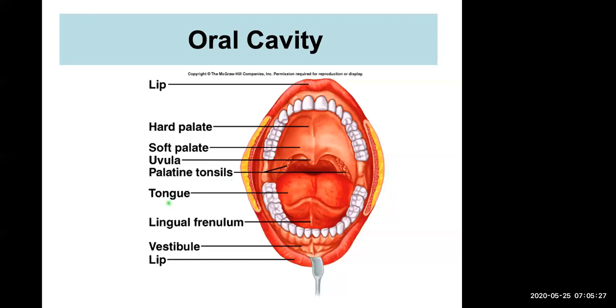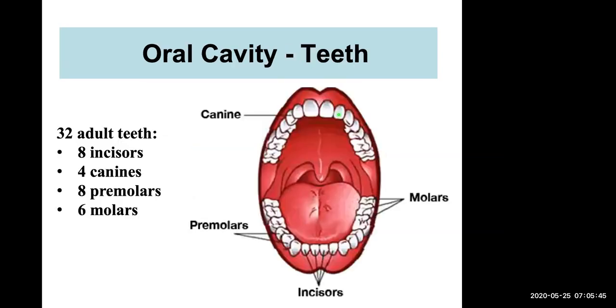We've got the tongue, which contains our taste buds, and a lingual frenulum, which is a thin fold that helps to anchor and stabilize the tongue. We've got the vestibule and the lip, and obviously the teeth, right? So 32 teeth. Let's talk about our teeth.